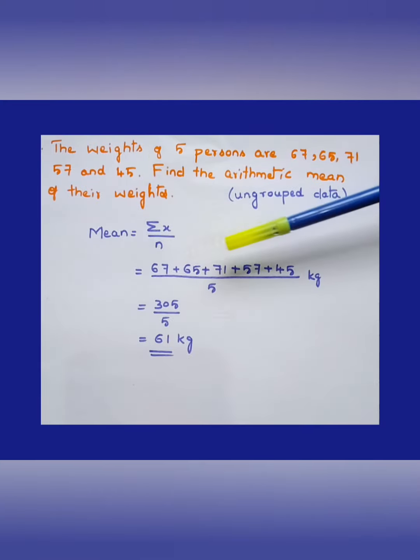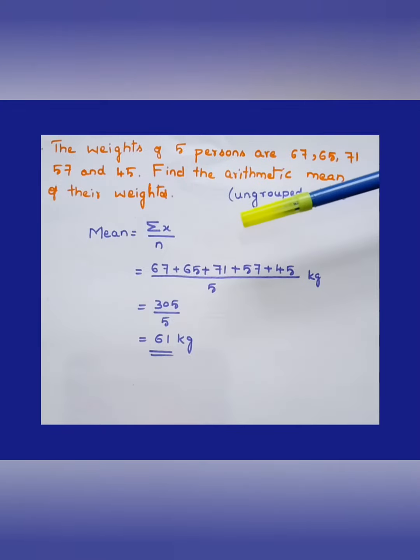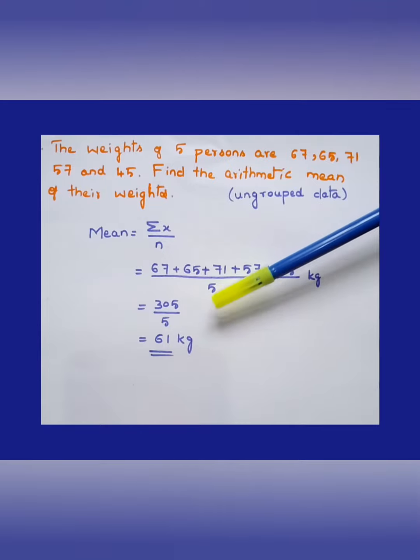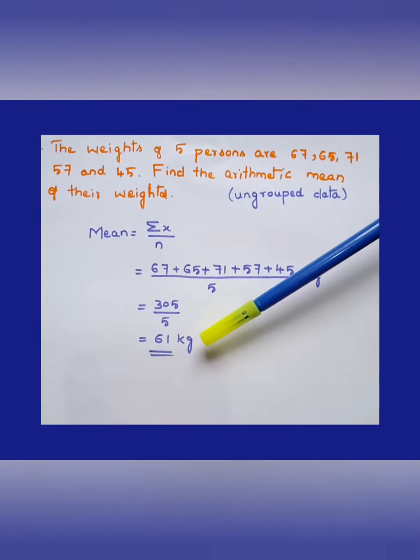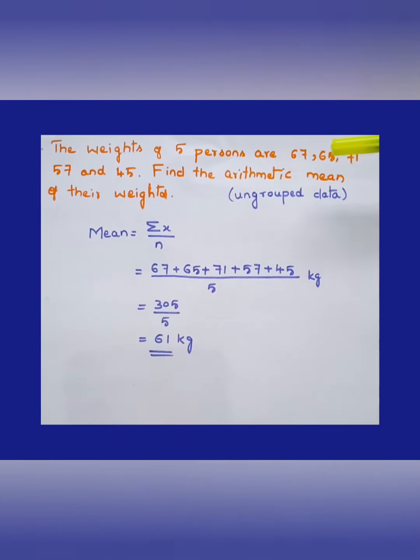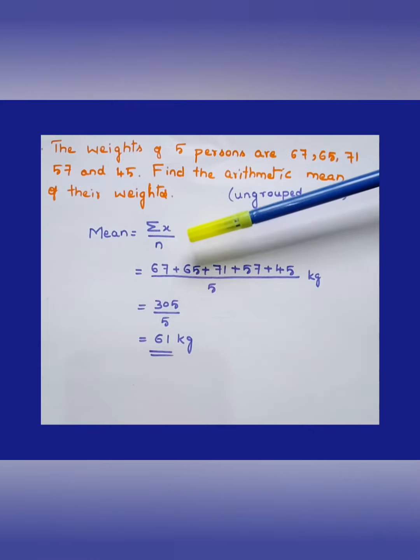Before adding them up, just count the number of elements given here. How many numbers are given? 1, 2, 3, 4, 5 numbers, and it is represented in kg. Therefore add them up, divide by 5, which gives us 61 kg. This is the answer. Very simple form. If you know this keyword mean, okay, fine, just substitute in the formula and calculate.